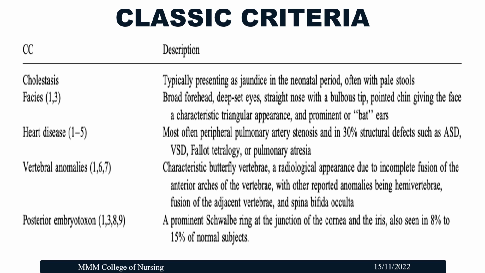Finally, posterior embryotoxon, which is a prominent Schwalbe's ring at the junction of the cornea and the iris, also seen in 8% to 15% of the normal subjects.